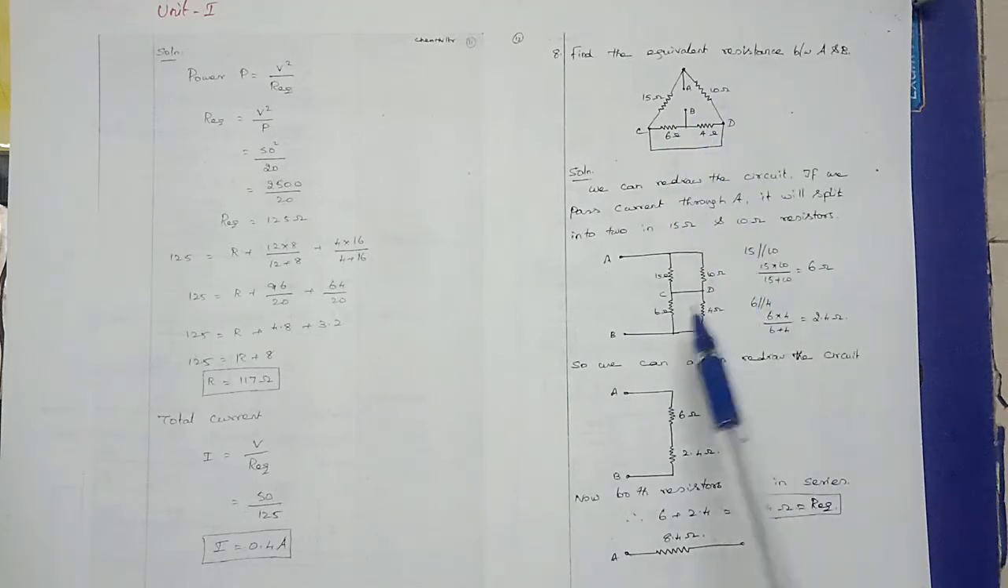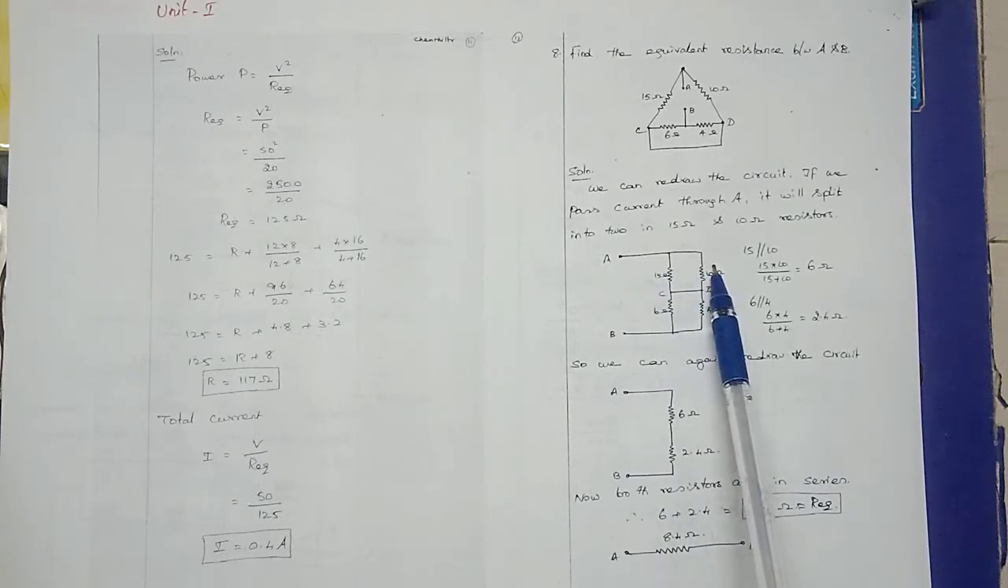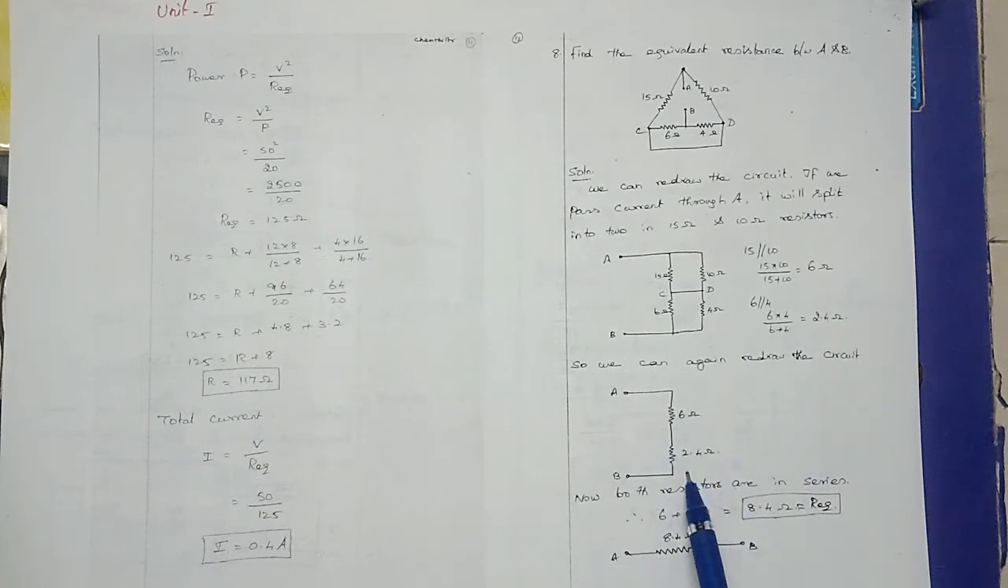So you can redraw this diagram like this. So these two are in parallel, you can find its value. These two are in parallel, you can find its value. Put it in series, add both, there will be your resultant.